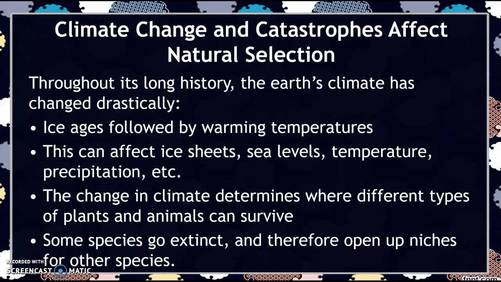Climate change and other catastrophes have also affected natural selection. Throughout its long history, the Earth's climate has changed drastically. So we've had ice ages followed by periods of warming. This affects ice sheets, sea levels, temperature, precipitation, among a bunch of other things, which can determine where different types of plants and animals are able to survive.